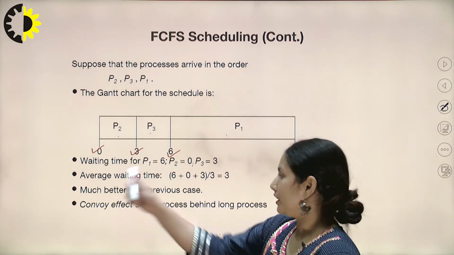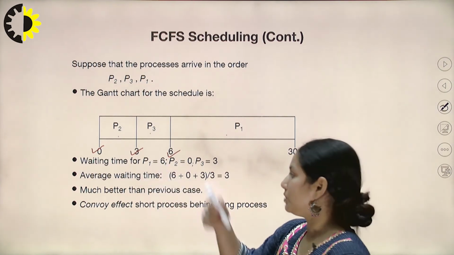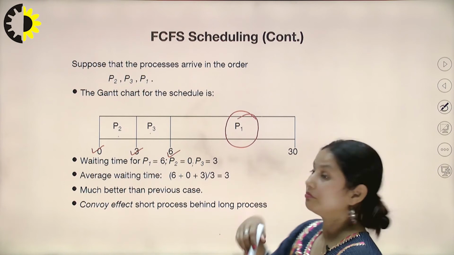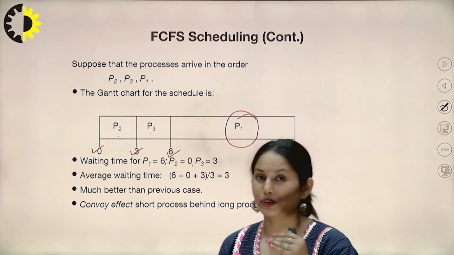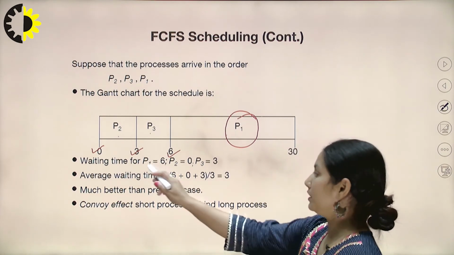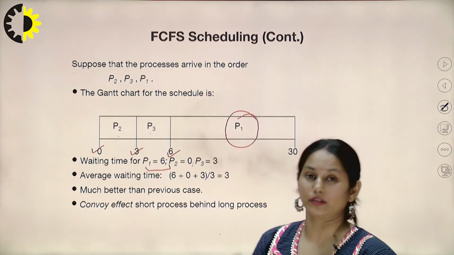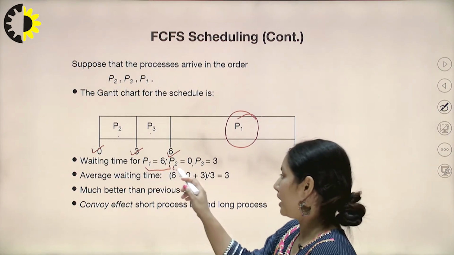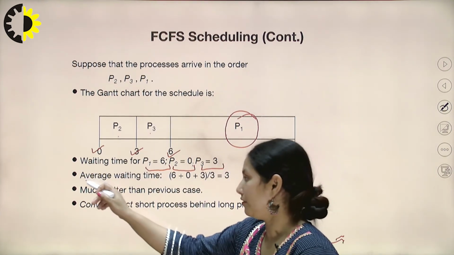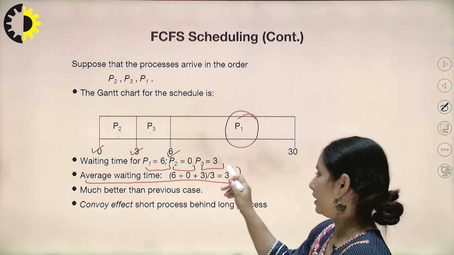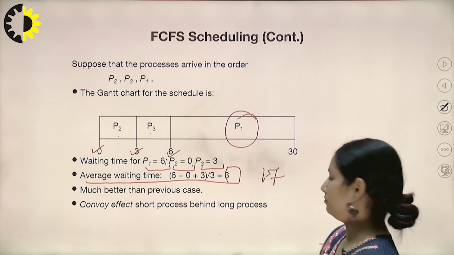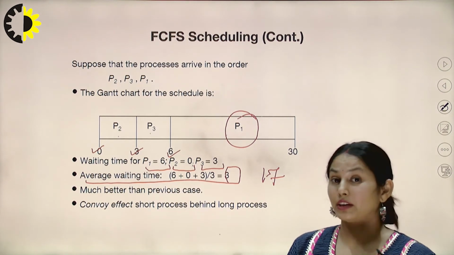Now what is the waiting time for P1? The waiting time changes for every process. Previously, as per the earlier order, P1 had a waiting time of 0. Now P1 has a waiting time of 6 units. P2 will have a waiting time of 0, and P3 will have a waiting time of 3. So the average waiting time, if you calculate it, will come to 3. Previously it was 17. So you can see the difference.